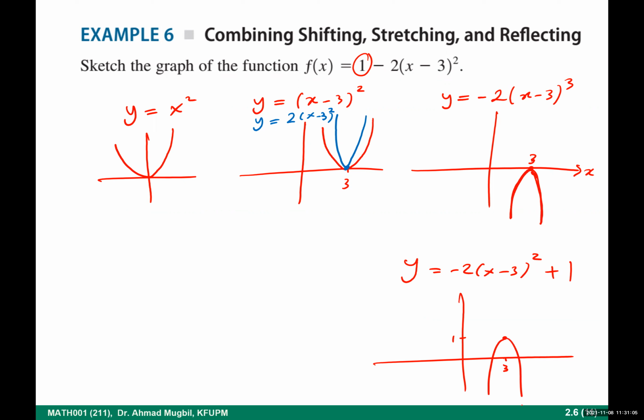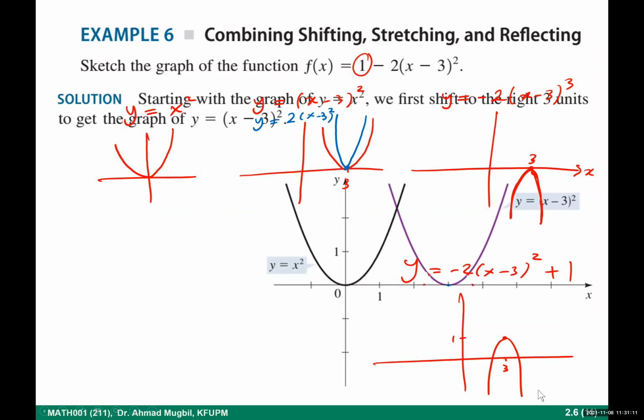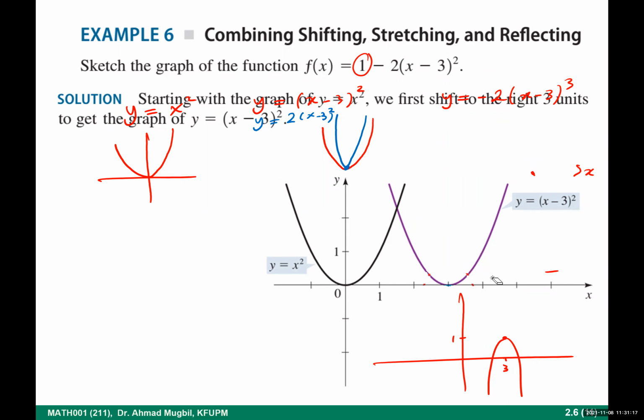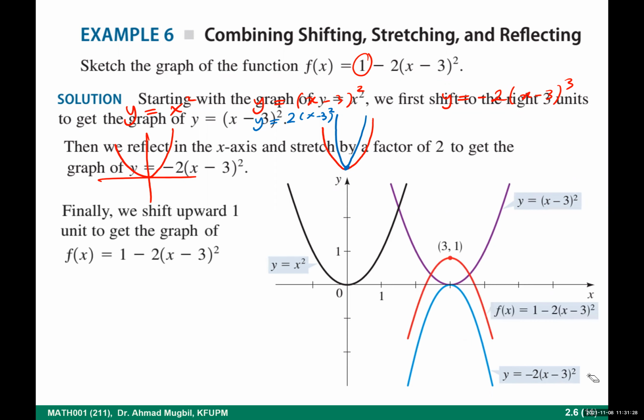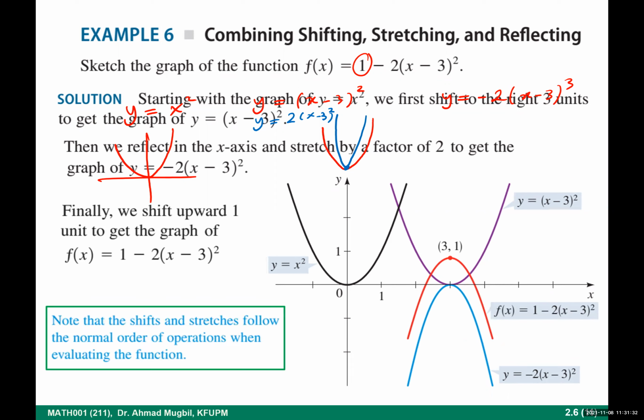You can use, of course, some checkpoint. You can find the x-intercept, but no need. We are just sketching the graph just to focus on the reflections. Let's look at them again. The graph here, the black one is x squared, the purple is (x minus 3) to the power 2. Now the blue one is negative (x minus 3) squared, and the final one is this.